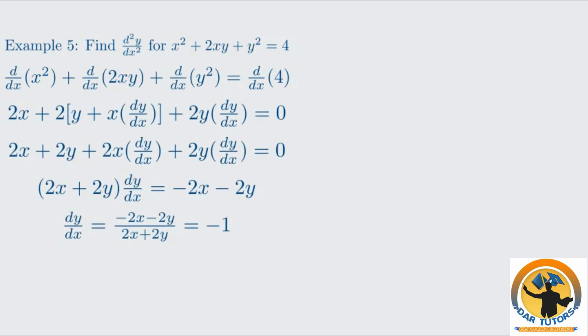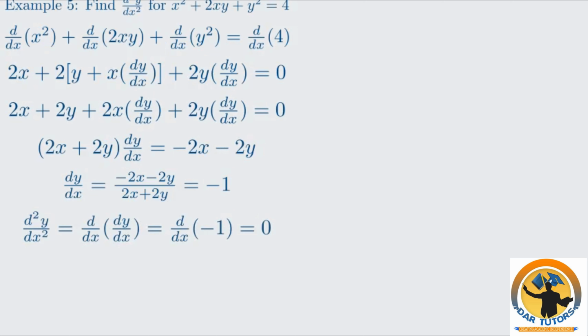Now for the second derivative. We differentiate the first derivative, dy/dx equals negative 1, with respect to x. The derivative of a constant is always 0. So the second derivative, d2y/dx2, is 0. This result might seem surprising. Let's investigate why.